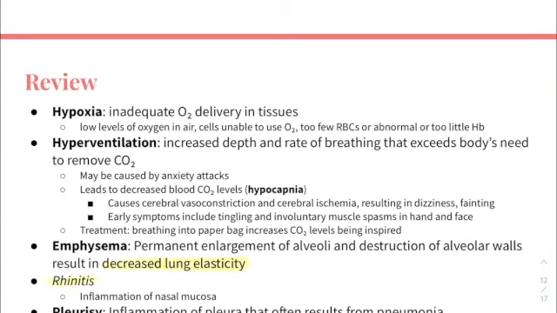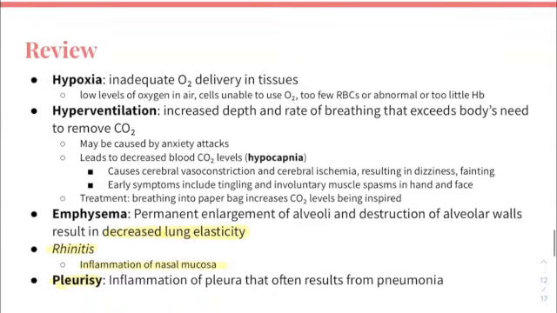Rhinitis is inflammation of the nasal mucosa, while pleurisy would be inflammation of the pleura, and a lot of times it comes from pneumonia.